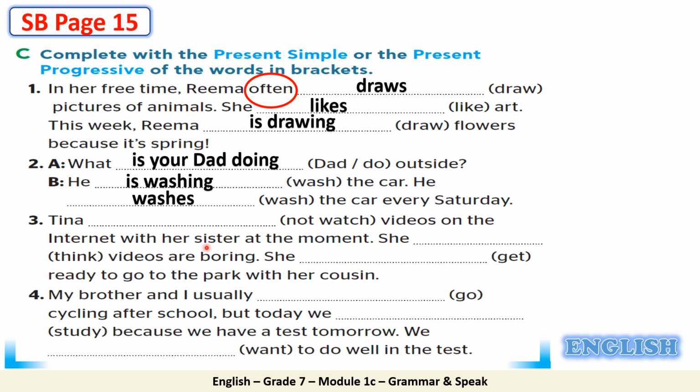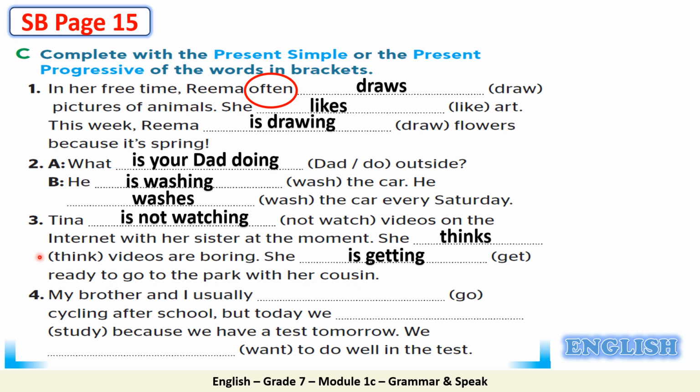Let's move to number 3. Tina not watch videos on the internet with her sister at the moment. Present progressive. The correct answer is Tina is not watching videos on the internet with her sister at the moment. She think videos are boring. Again, note that the verb think is one of the stative verbs and it cannot be used in the present progressive. So the correct answer is she thinks videos are boring. Well done, students. She gets ready to go to the park with her cousin. Present progressive. She is getting ready to go to the park with her cousin.